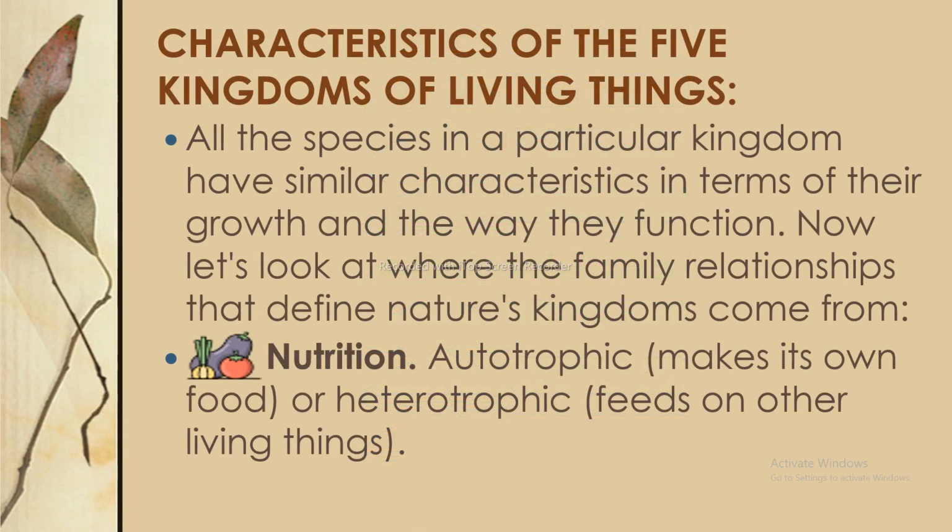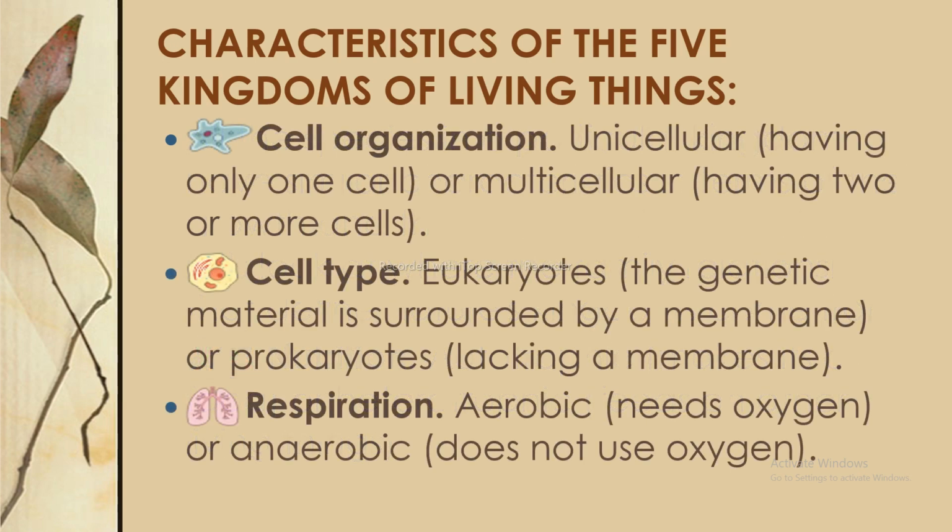Next I am going to discuss the characteristics of the five kingdoms of living things. All the species in a particular kingdom have similar characteristics in terms of their growth and the way they function. Now let's look at where the family relationships that define nature's kingdoms come from. So the first characteristic is nutrition: autotrophic, makes its own food, or heterotrophic, feeds on other living things. Next characteristic is the cell organization, which is unicellular, having only one cell, or multicellular, having two or more cells.